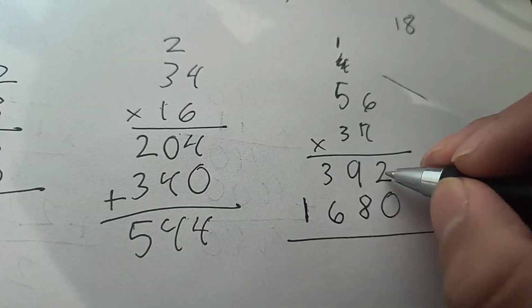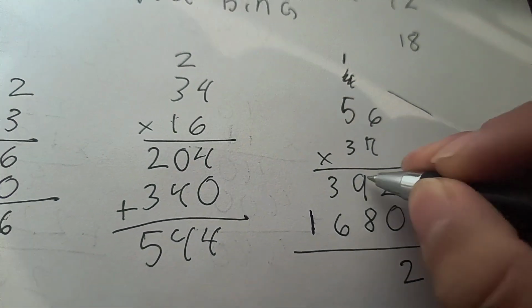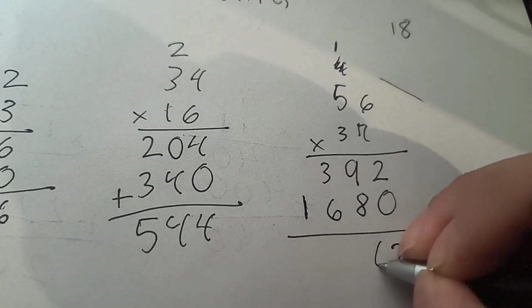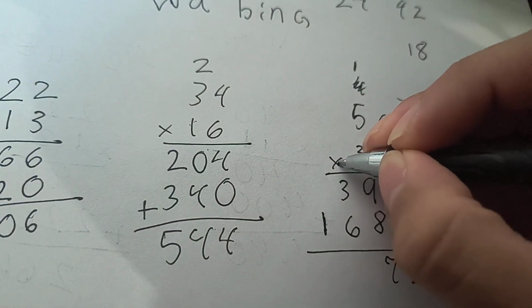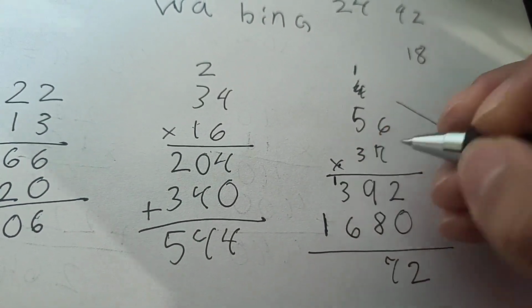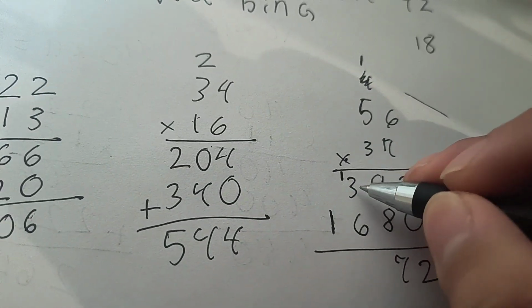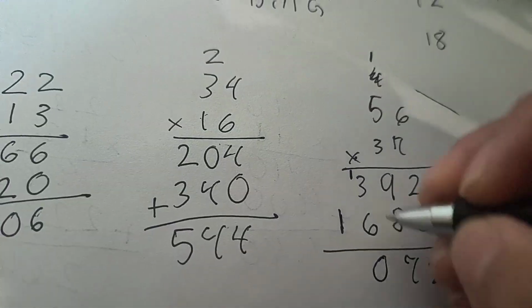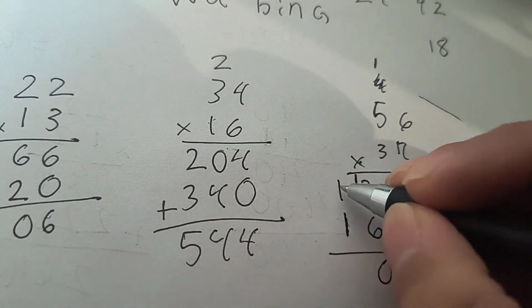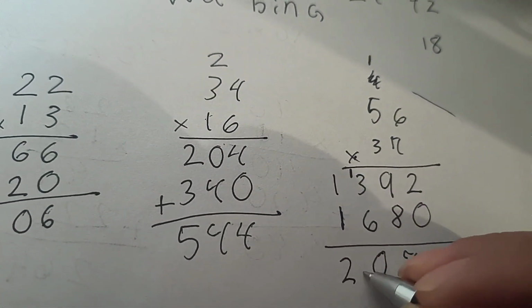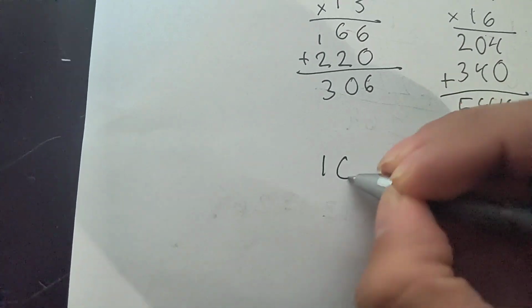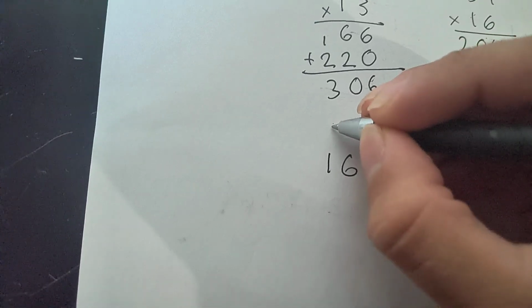Then we add the place values. 2 plus 0 is 2. 9 plus 8 is... What is 9 plus 8? 9 plus 8 is 17. Bring the 1 over right here. 3 plus 6 is 9. Plus that 1 is 10. Then bring the 1 over. And then 1 plus 1 is 2. Then we have 2072.